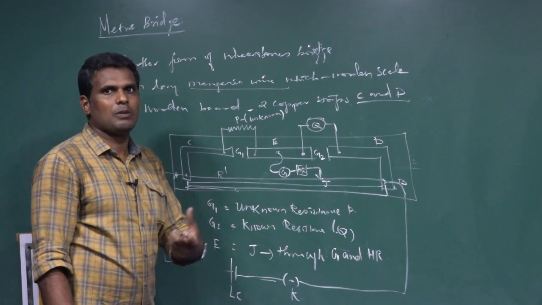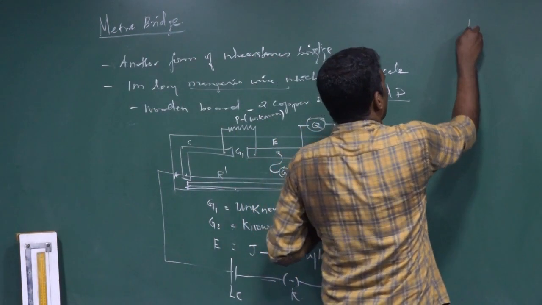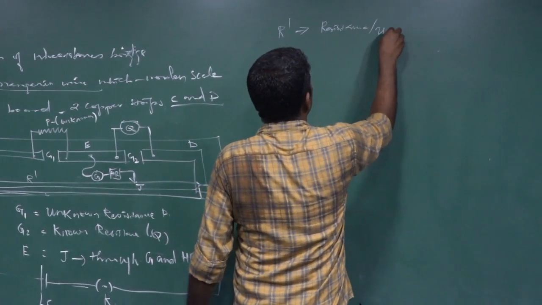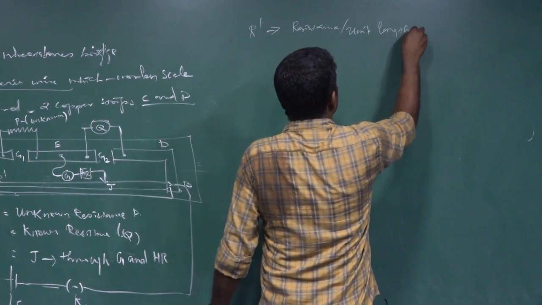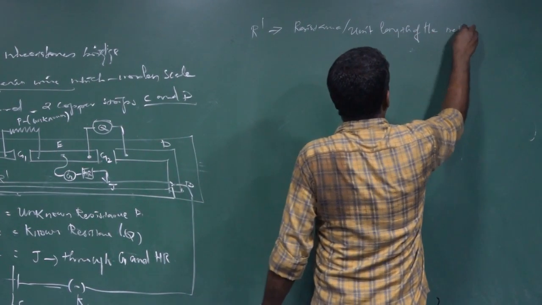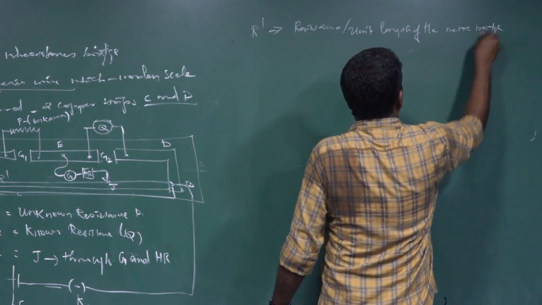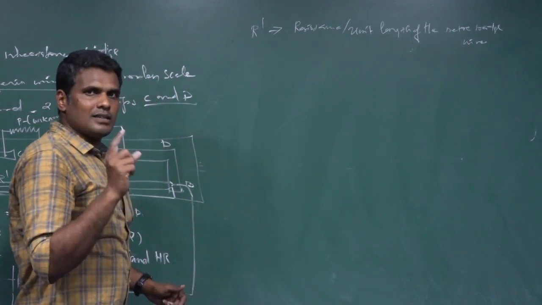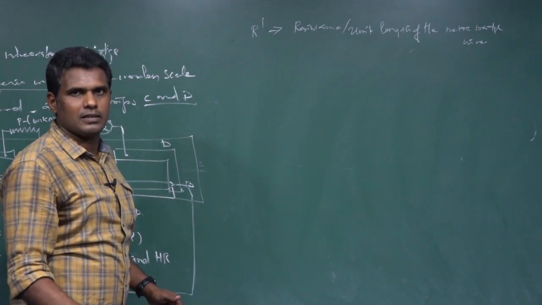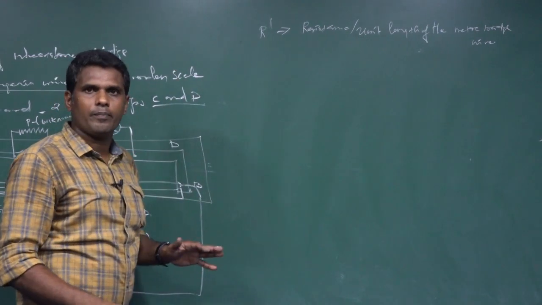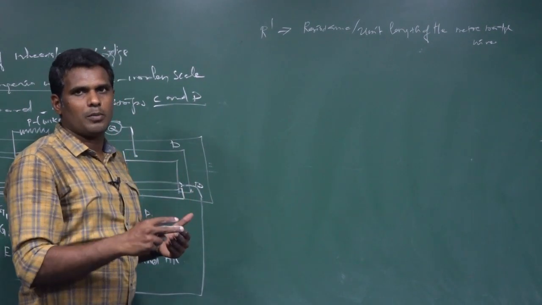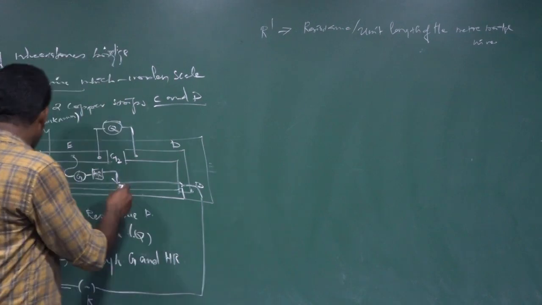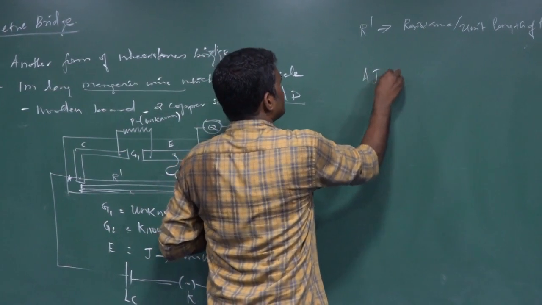Once again, I would like to explain it clearly that R prime is the resistance per unit length of the meter bridge wire, which means it is the resistance for 1 meter length. If resistance for 1 meter length is R prime, what will be the resistance for 2 meter length? 2 into R prime. 3 meter length, 3 into R prime. Half meter length, 0.5 into R prime. For AJ length, it is AJ into R prime.